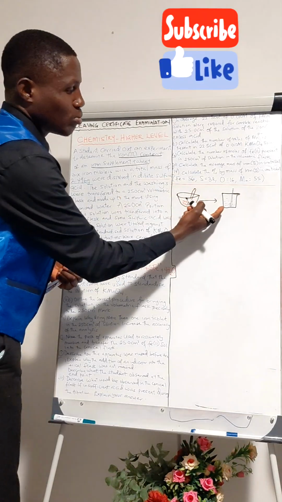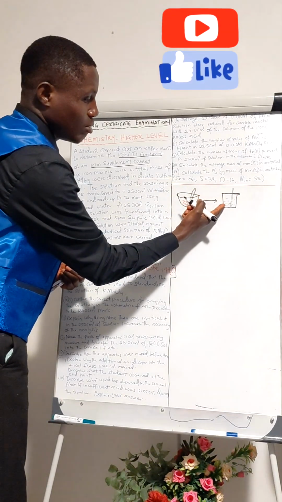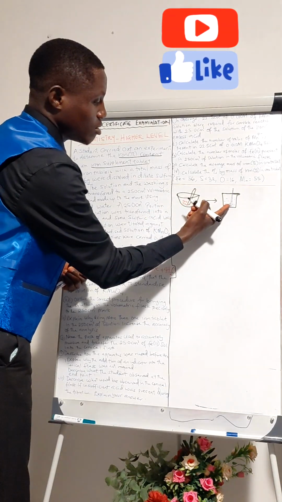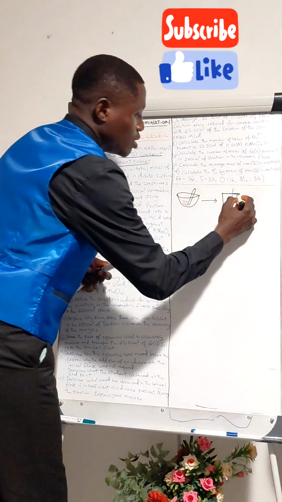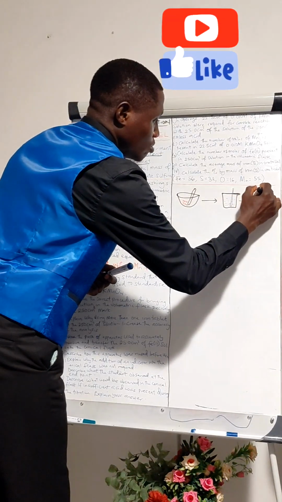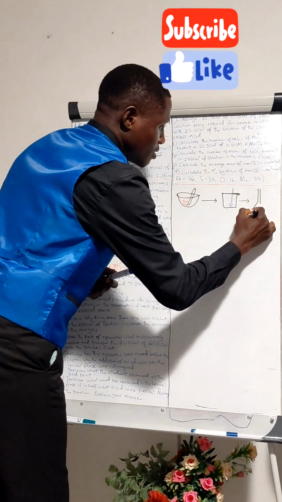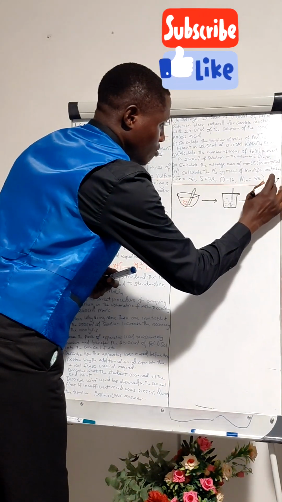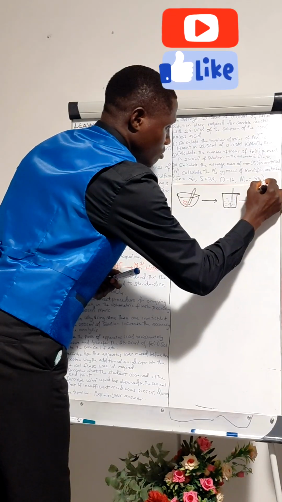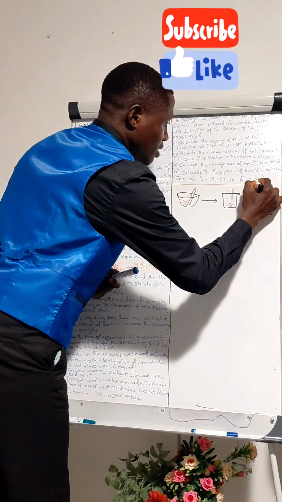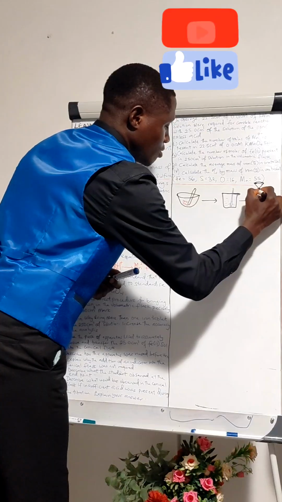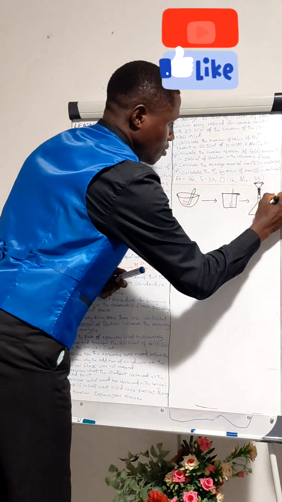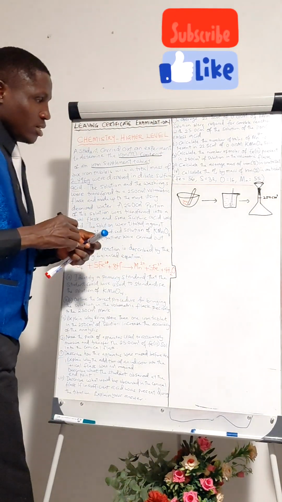Then after this was dissolved with the sulfuric acid, don't forget this ground tablet was dissolved in sulfuric acid and then stirred. Then it was transferred into a 250 cm³ volumetric flask using a funnel. It's advisable to use a funnel to avoid any form of spillage.